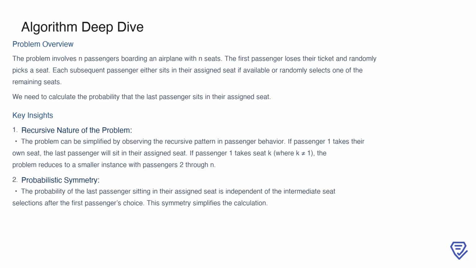First, if the first passenger happens to pick their correct seat, the problem is immediately resolved, and the last passenger will sit in their assigned seat. Alternatively, if the first passenger picks any other seat, the problem reduces to a smaller instance with one fewer passenger and seat, following the same rules. Additionally, the symmetry of the problem simplifies things. Regardless of the intermediate choices made, the probability of the last passenger sitting in their assigned seat remains consistent. These two insights form the foundation for solving this problem efficiently.